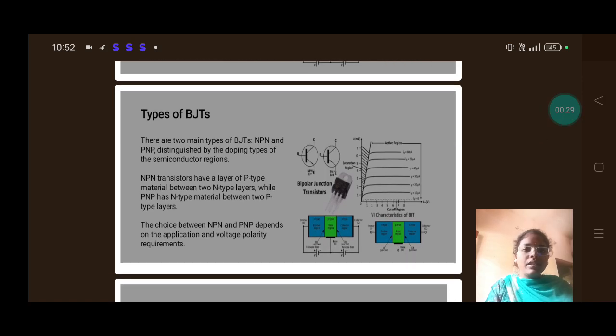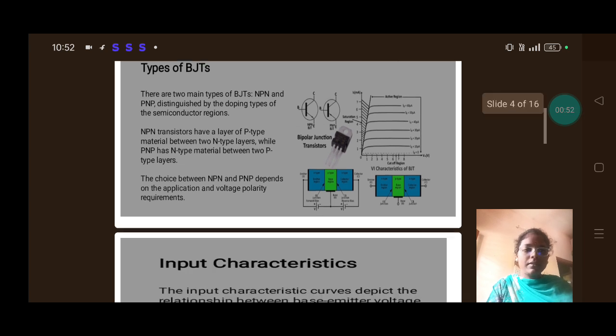In types of BJTs, there are two main types, NPN and PNP. By the doping types of the semiconductor regions, an NPN transistor has a layer of P-type material between two N-type layers, while a PNP has N-type material between two P-type layers. The choice between NPN and PNP depends on the application and voltage polarity requirements.